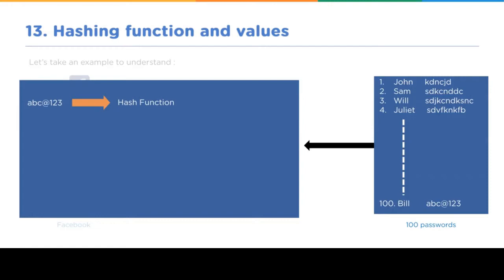Let's take an example to understand this. Instead of storing the password ABC@123 as plain text, a salt value is appended to the plain text password and then the result is hashed. This is referred to as the hashed value. A salt is randomly generated, which is unique for each password. Both the salt value and the hashed value are stored together.